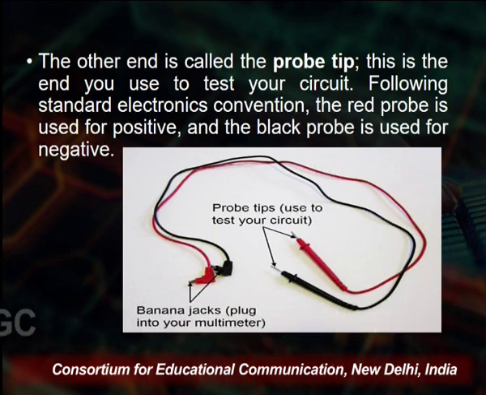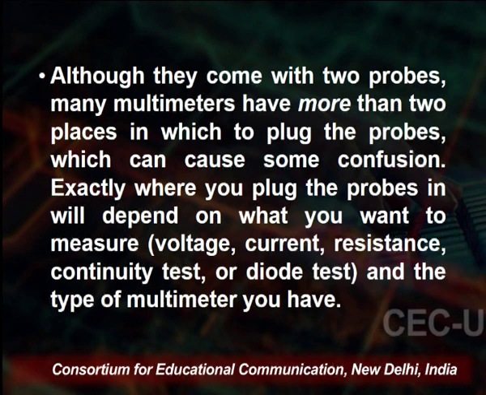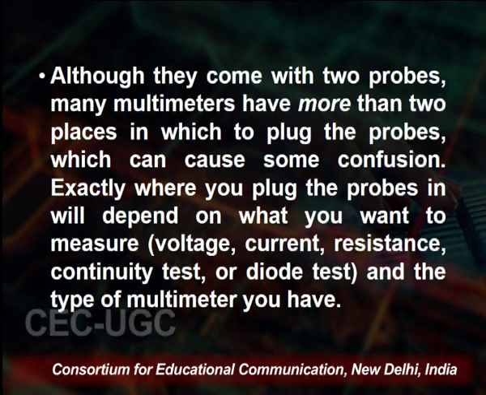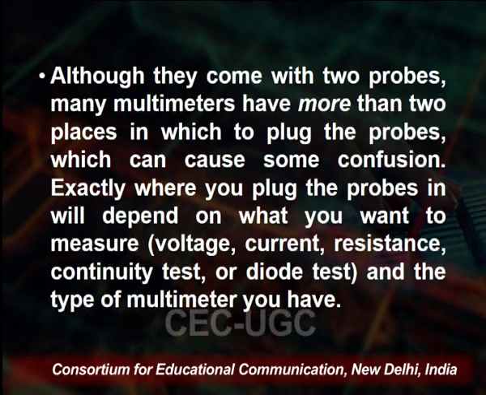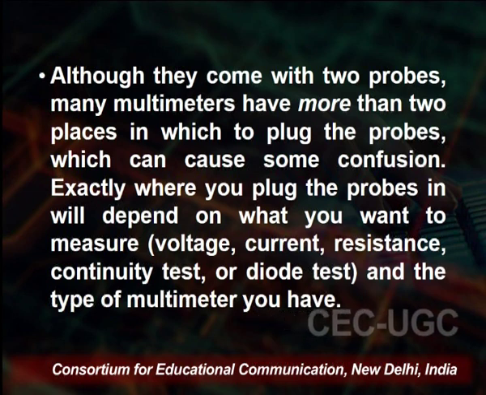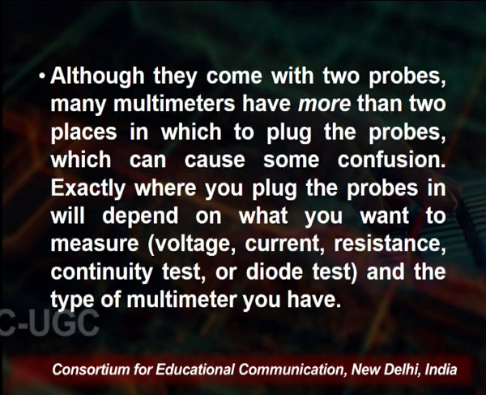The multimeter has a knob, and these banana jacks are just put into it. One is black and one is red. Although they come with two probes, many multimeters have more than two places in which to plug the probes, which can cause some confusion. According to the measurement, they are mentioned in the manual.